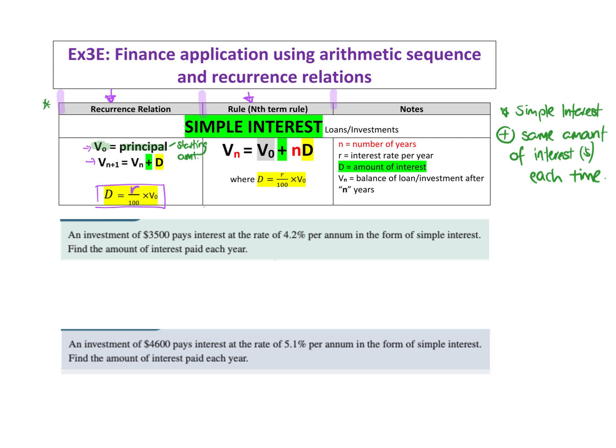So let's have a look at these examples here. So an investment of $3,500. So get into the habit of putting what that is. That's V0.